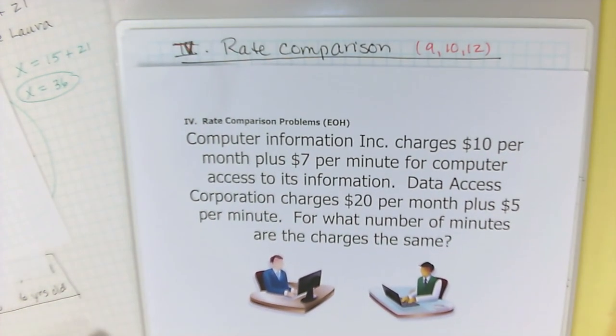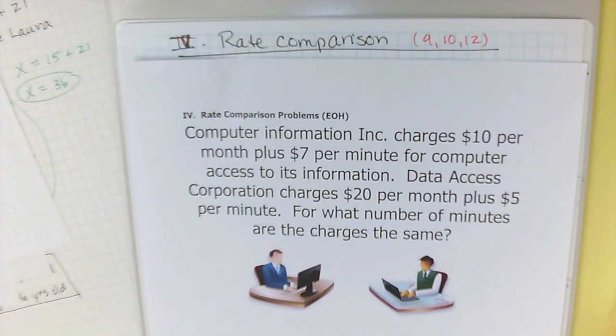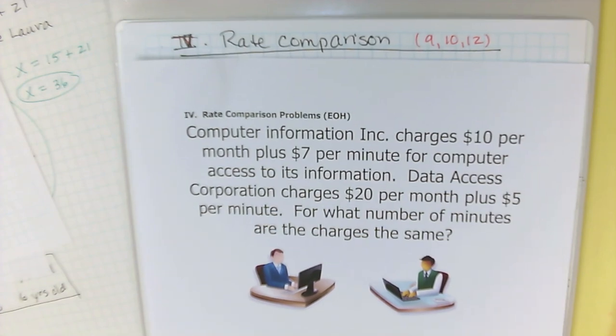Okay, here's a rate comparison problem. Computer Information Incorporated charges $10 per month plus $7 per minute for computer access to its information. Data Access Corporation charges $20 per month plus $5 per minute. For what number of minutes are the charges the same?